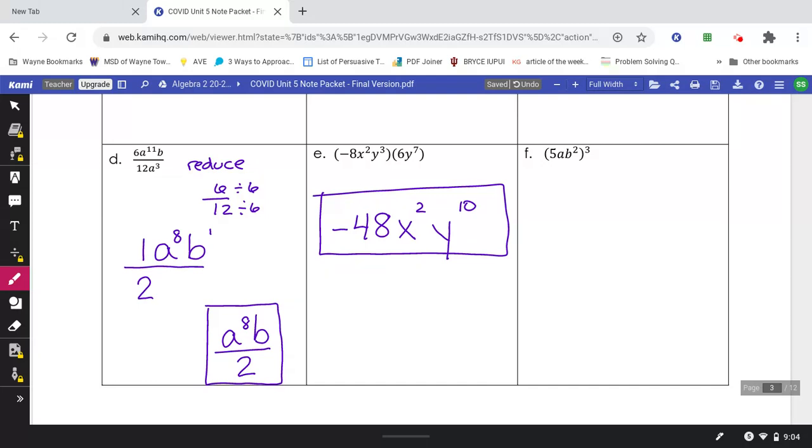All right, for part F, you're raising this power to a power. So we first got to deal with this 5. This 5 also has to be raised to the third power. So I want you to think about that as 5 to the third. 5 to the third means 5 times 5 times 5, which gets me 125.